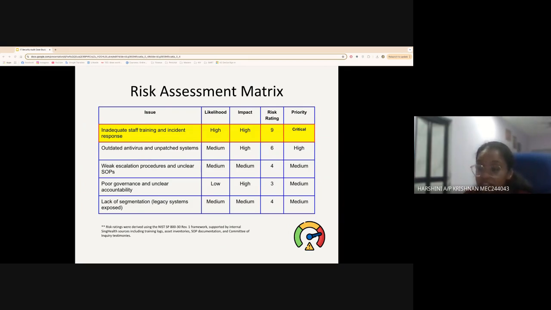What's worse, the SOPs were either buried in SharePoint folders or not role specific. In one interview, a junior admin said, and I quote, "I thought the security team would catch it eventually." This kind of mindset reflects a deeper organizational flaw, one where staff don't see themselves as part of the security process. That's why we ranked this issue as the top risk and the first priority in our recommendation.